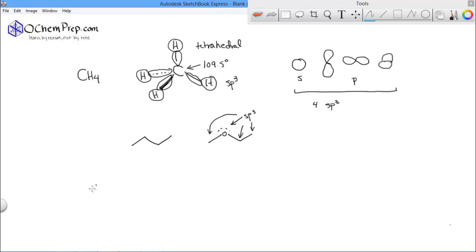Now, if we draw C2H4 as a Lewis structure, we'll draw it like this, put the C's in the middle, and we're going to need a double bond, so it will have a double bond. It will be an alkene. Looks like this.